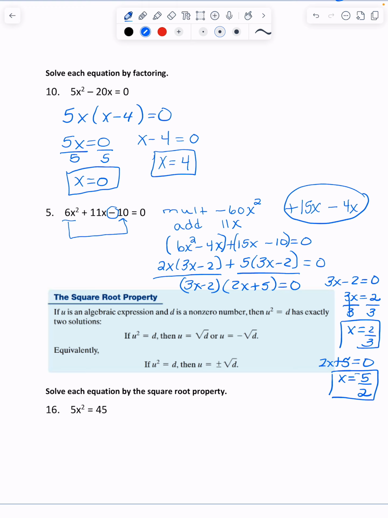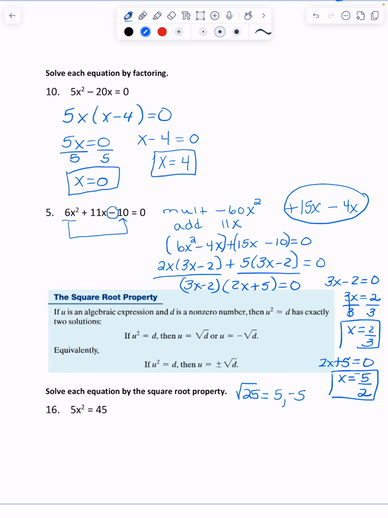So let's talk about another way that we could solve quadratic equations. We can use something called the square root property. The square root property basically says that when I take the square root of a number, I get two answers. In other words, if I was taking the square root of 25, what two numbers could I square to get 25? Well, I could square 5 because 5 times 5 is 25, and I could also square negative 5 and get 25. Negative 5 times negative 5 is positive 25.